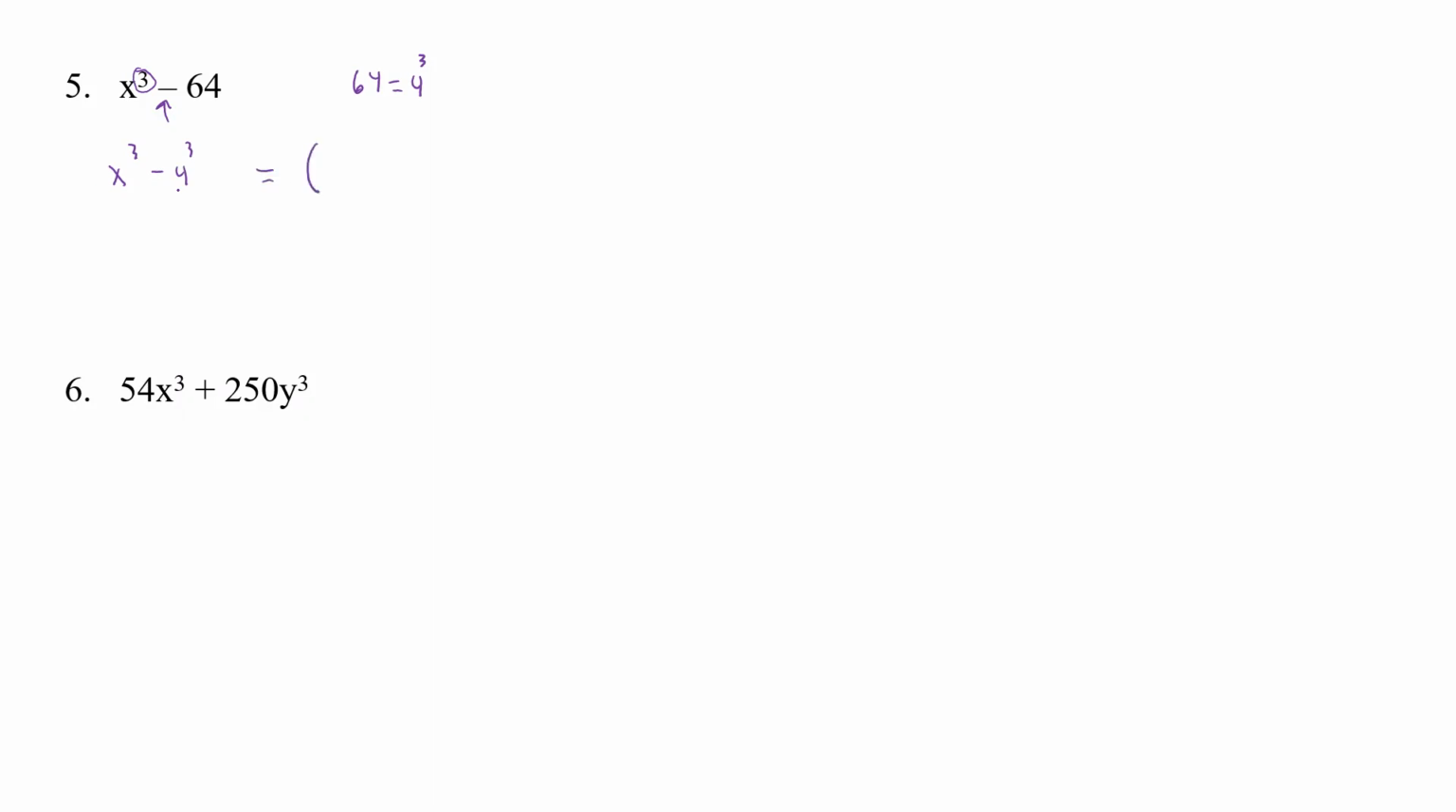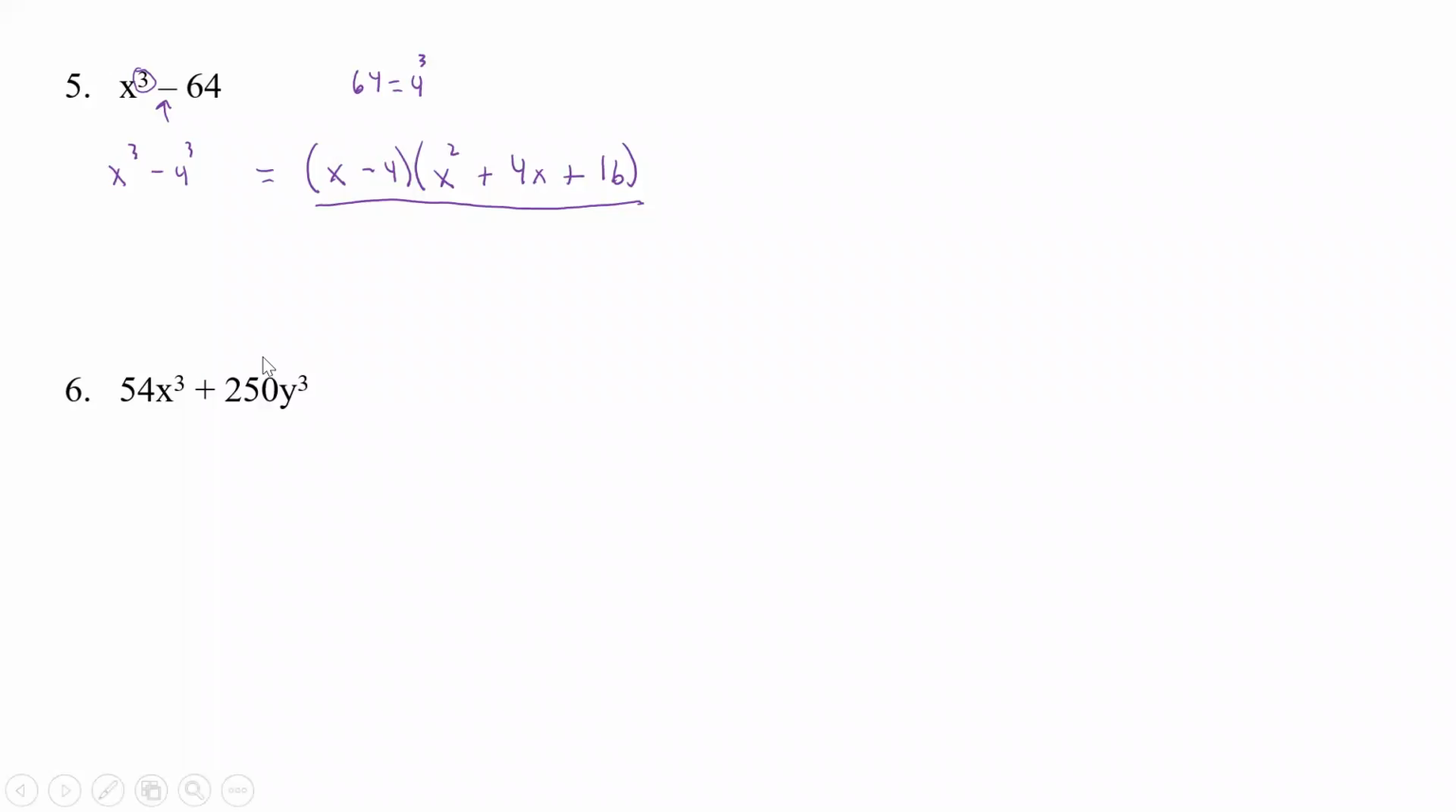And so I remember that that's going to be x minus 4 times, now we square the first term, then we change it to plus because it's opposite of this one. Then I take 4 times x, so that's 4x. Then plus, I square the last term, 16. Okay, and so then that would be my factored form using the formula at the beginning.